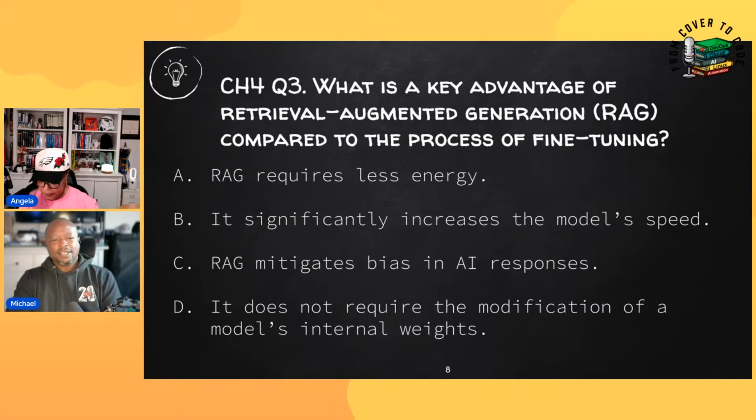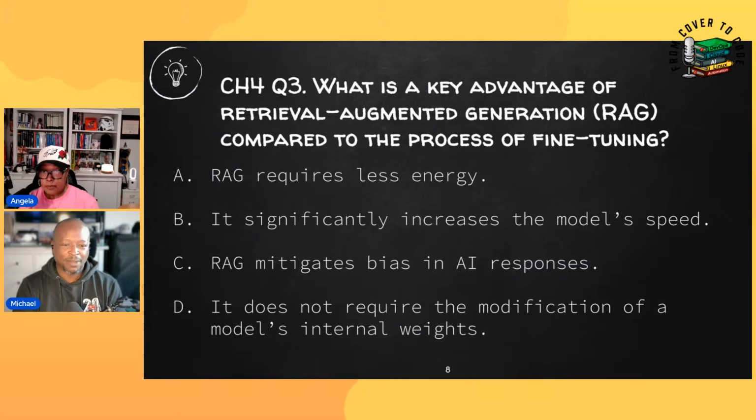Chapter 4, question 3. What is the key advantage of retrieval augmented generation compared to the process of fine-tuning? A, RAG requires less energy. B, it significantly increases the model's speed. C, RAG mitigates bias in AI responses. Or D, it does not require the modification of a model's internal weights. So there's a lot going on here. A lot to consider.